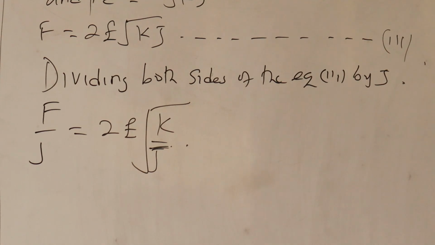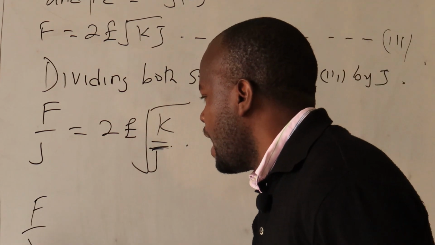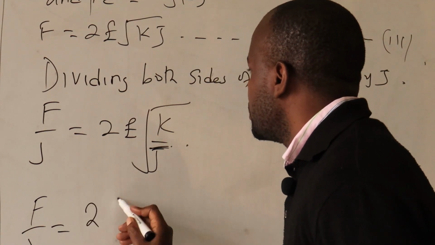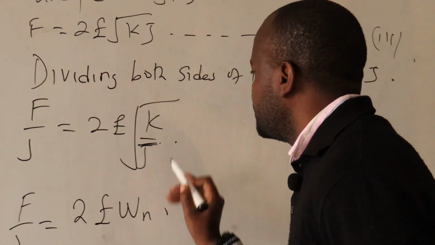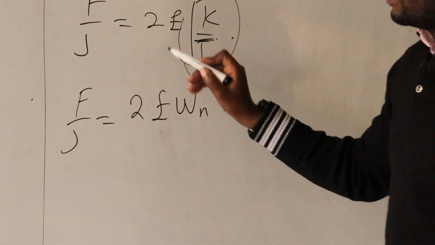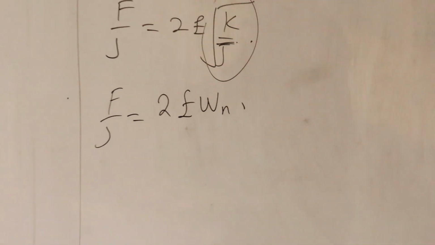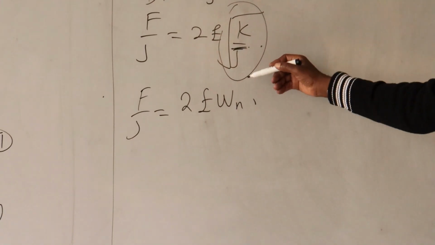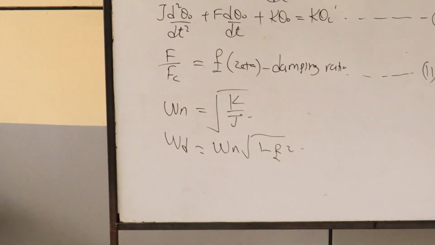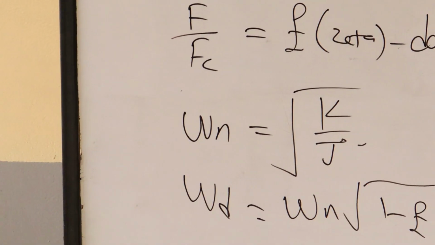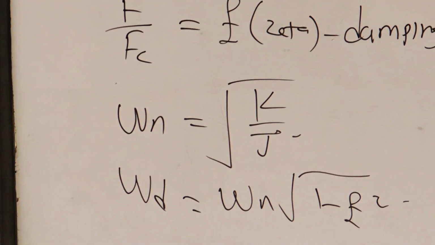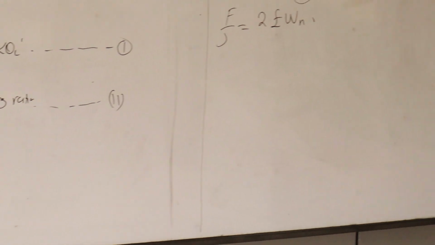So if we look at what was there for the representation of omega n, we can comfortably say that F over J can now be given by 2 zeta omega n, because root of k over J is the same as omega n. So it will be 2 zeta omega n, and we can say that that is now a very, very important equation.